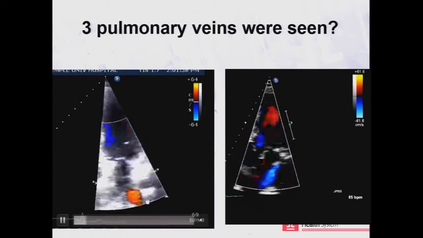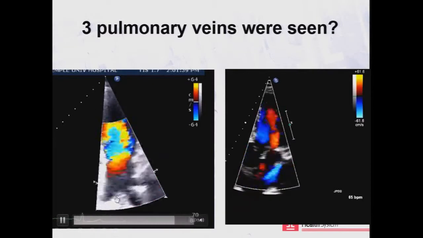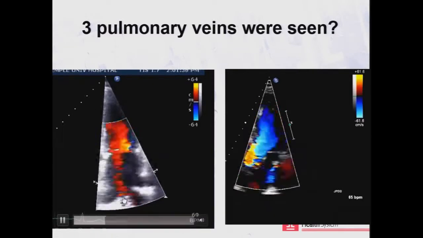Take a look at it. It's only got systolic flow. It doesn't enter the left atrium. It's the descending thoracic aorta.